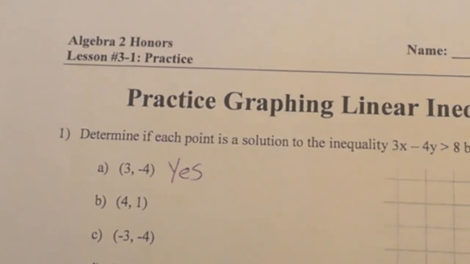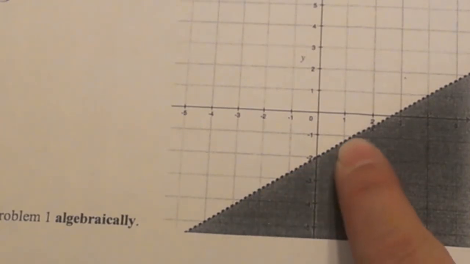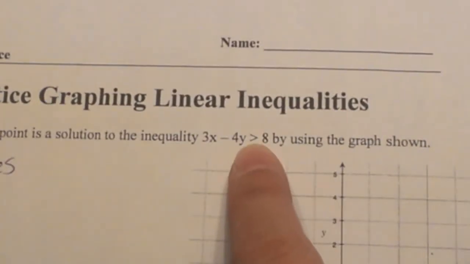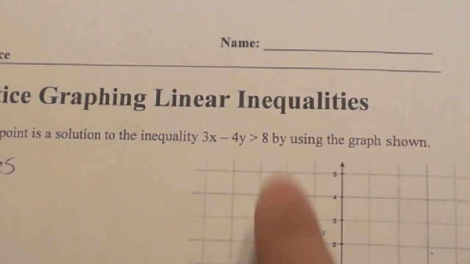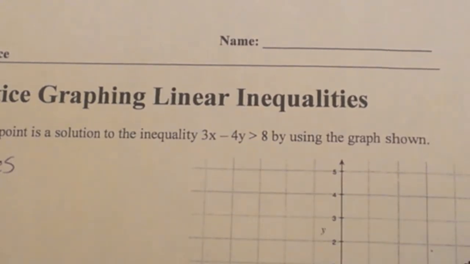It's important to remember that our inequality, our graph, has two kinds of boundary lines. A dotted line is used when our inequality is strictly greater than or less than, and a solid boundary line would be used if we had greater than or equal to or less than or equal to.